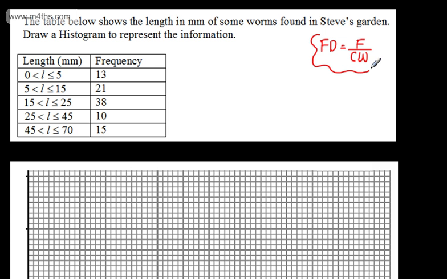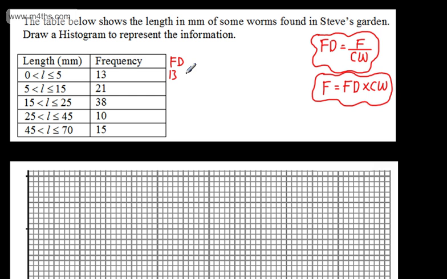I think it's important to say now that we can rearrange this equation, multiplying both sides by class width, to write that the frequency is going to be equal to the frequency density multiplied by the class width. This is going to help us later on when we need to find how many observations we have in each of our intervals. So what I'm going to do is introduce a new column, and this is frequency density. This tells me how high my bar needs to be. So this is going to be 13, that's the frequency, divided by the class width. The class width is going to be 5. 13 divided by 5 is going to give me 2.6.